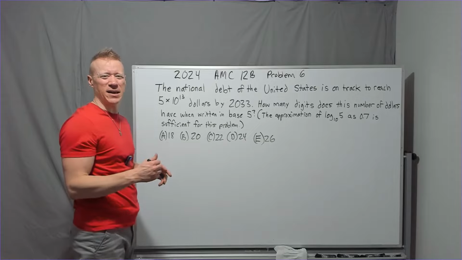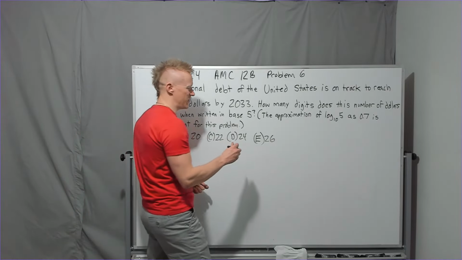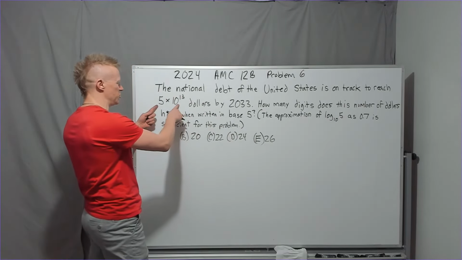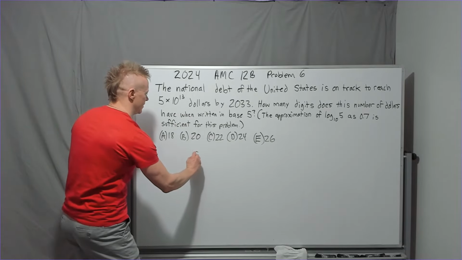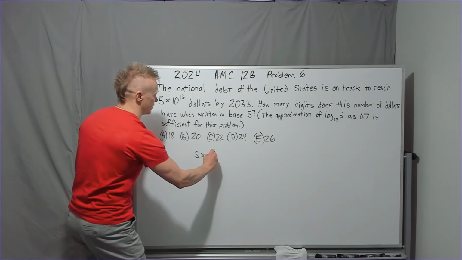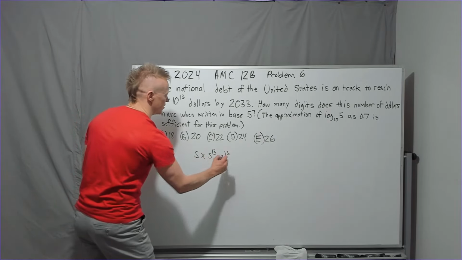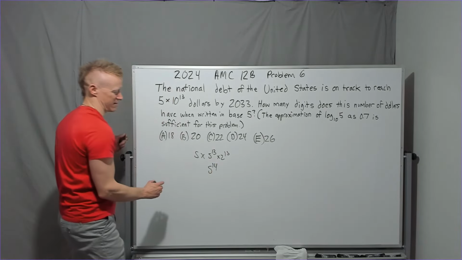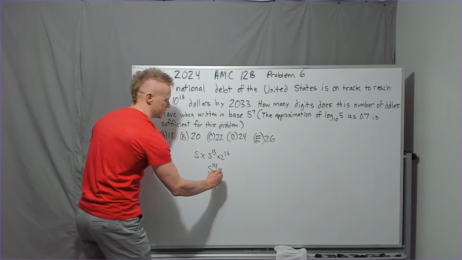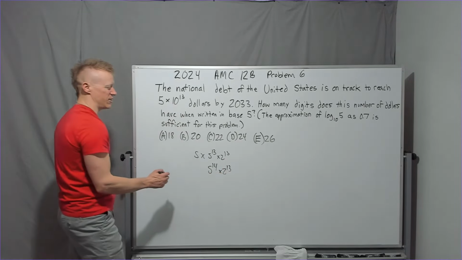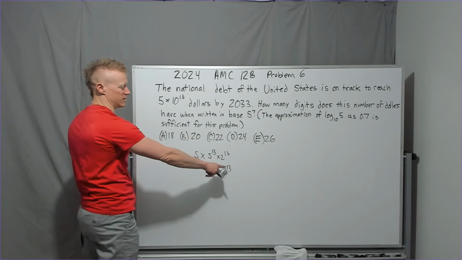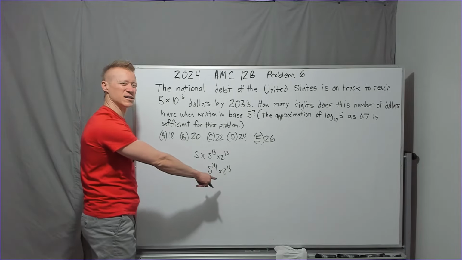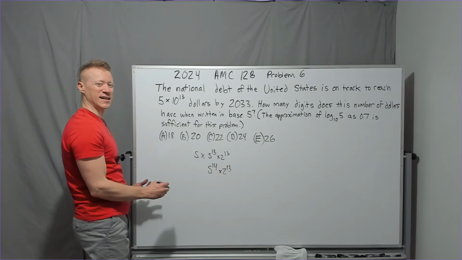How do different bases work, right? If you could convert this to like 5 times 5 to the 13th times 2 to the 13th, then this would be 5 to the 14th, times 2 to the 13th. Well, if you just think, okay, how many powers of 5 is the 2 to the 13th?